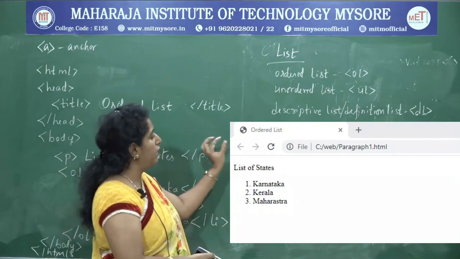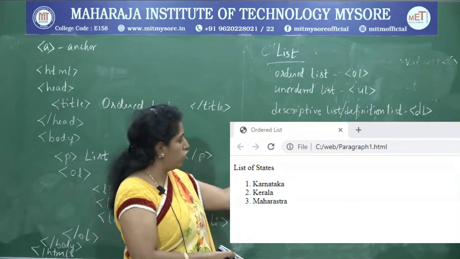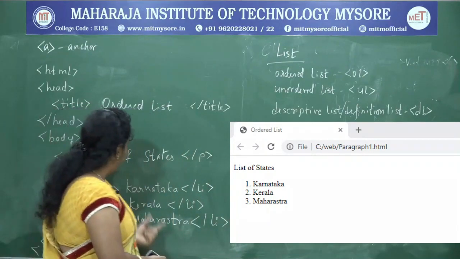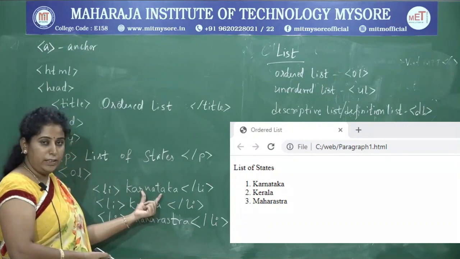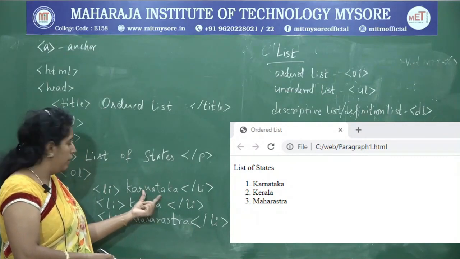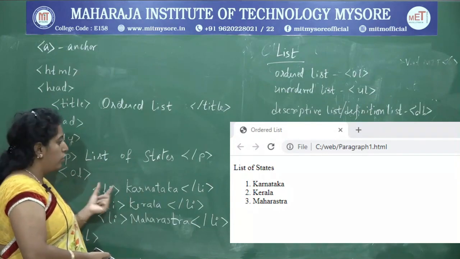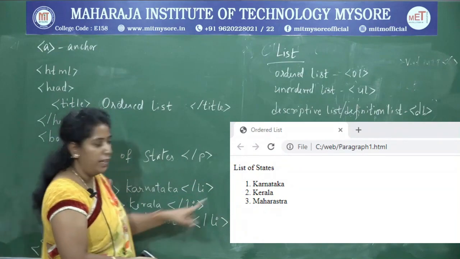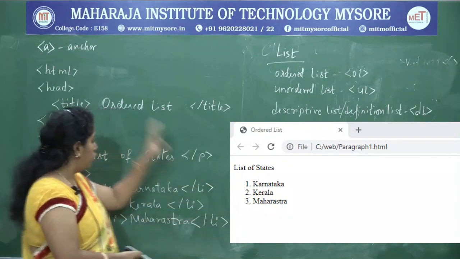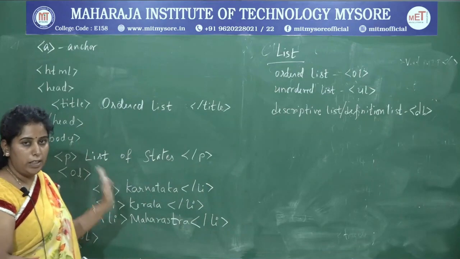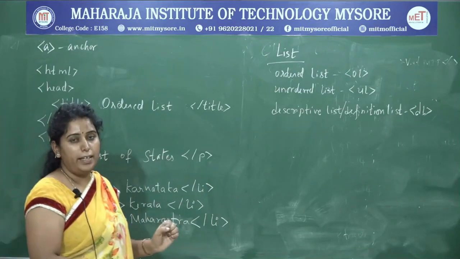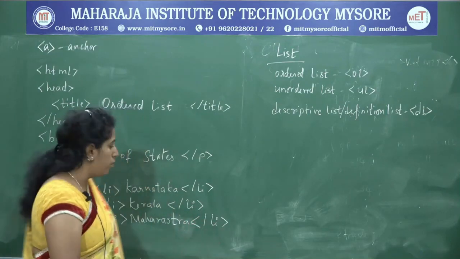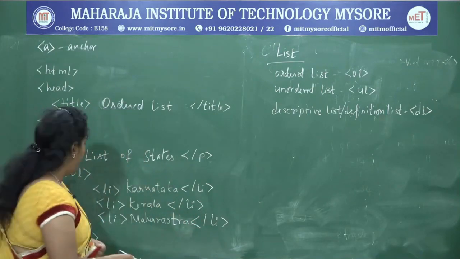First, you can notice it is printing the list of states, since I have given it inside a paragraph. Then you can notice the first item in the list was Karnataka. I have used an ordered list, so the number is 1. The second one is Kerala, and the third one is Maharashtra. So this is how you can make use of an ordered list in order to order the items in the list.